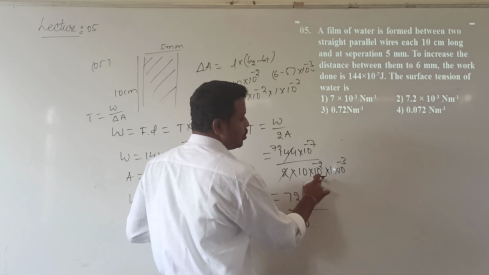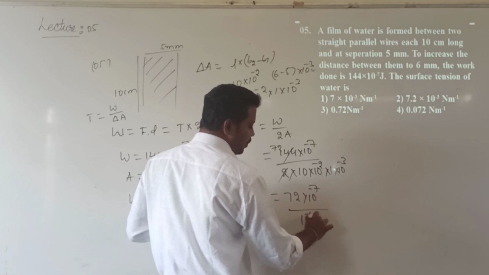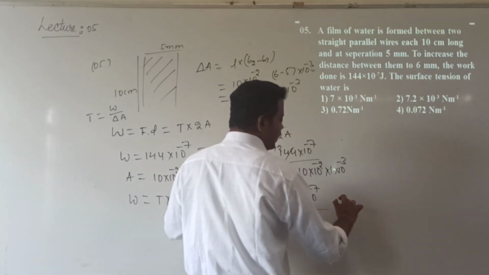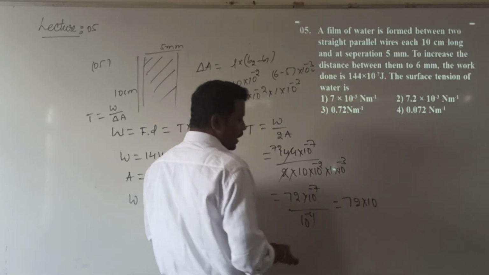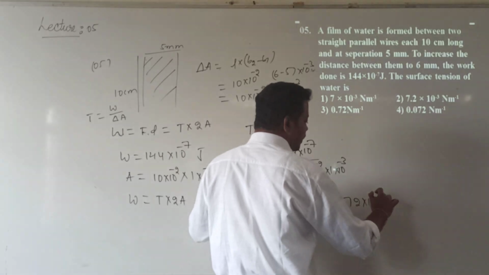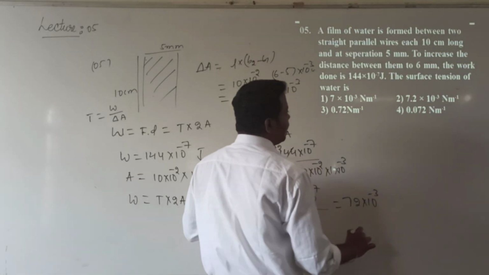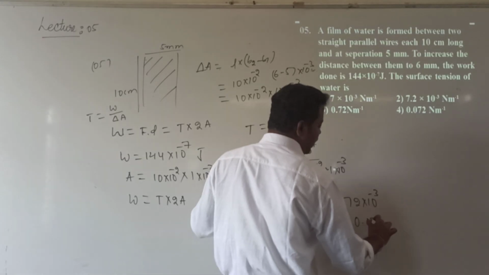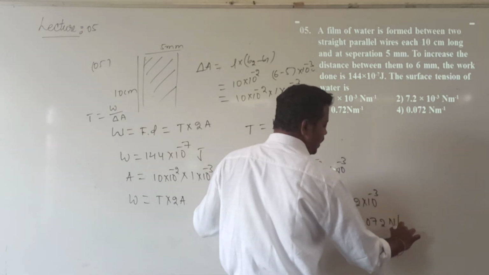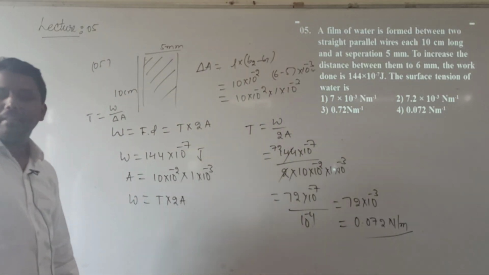The denominator's power is -2 -3, which is -5, plus 1, so that is 10^-4. We get 72 × 10^-7 divided by 10^-4, so 72 × 10^-3, which is 0.072 newton per meter. Question understood?